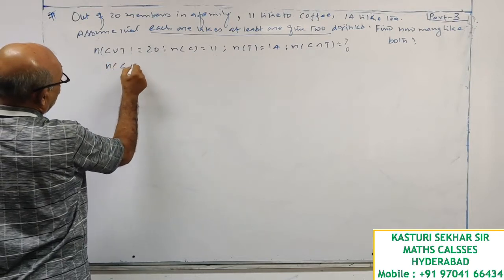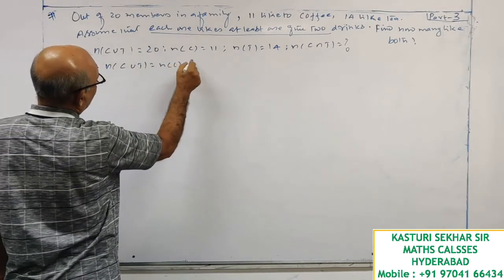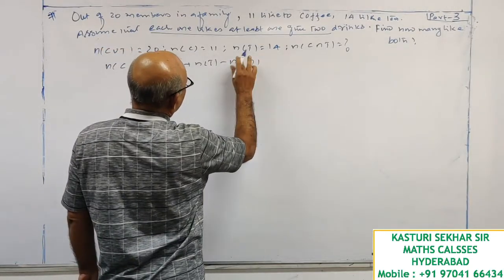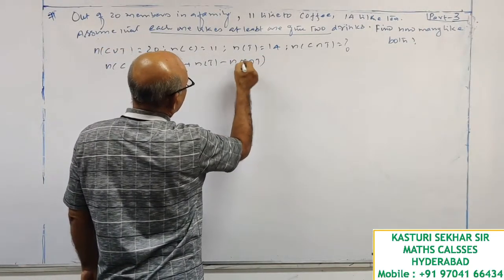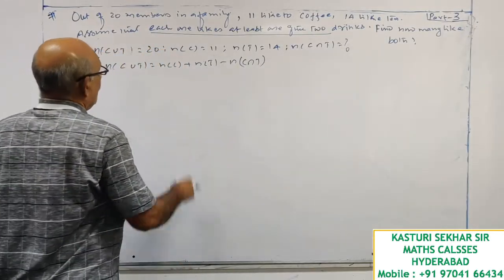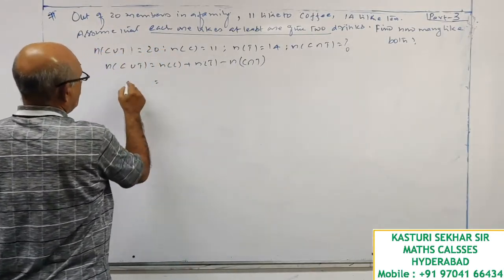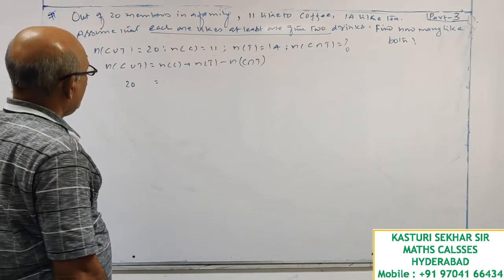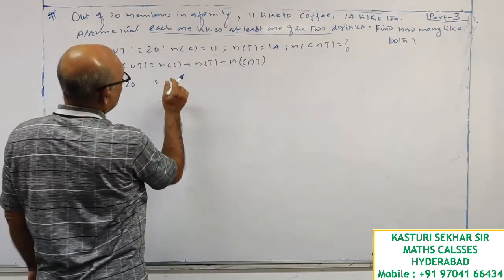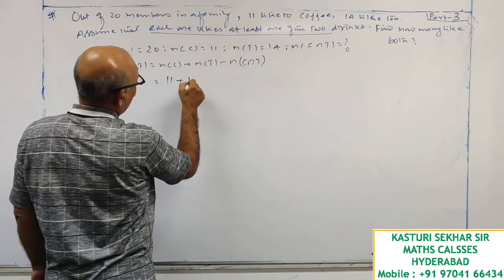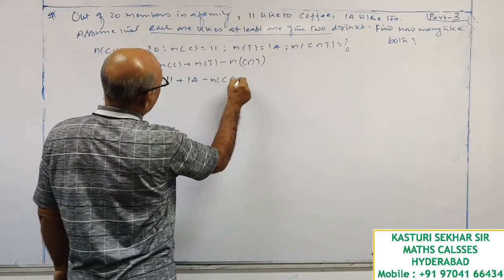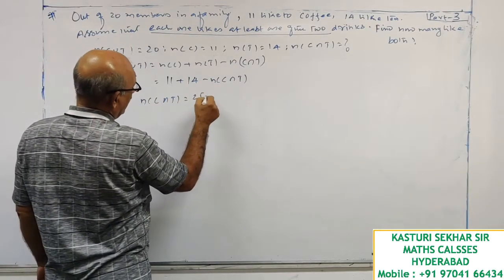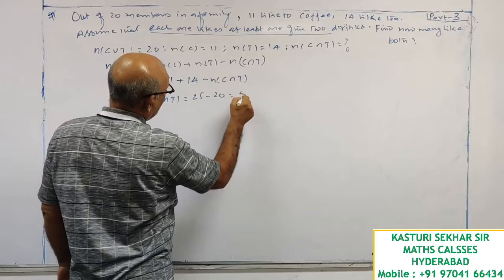So n of C union T is equal to n of C plus n of T minus n of C intersection T. How many are in C union T? 20. How many are in C? 11. 14 minus n of C intersection T. N of C intersection T is 25 minus 20. This is 5.